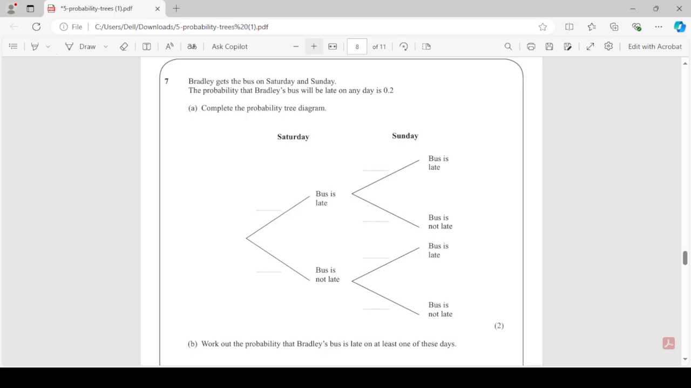Question number 7. Bradley gets the bus on Saturday and Sunday. The probability that Bradley's bus will be late on any day is 0.2. 1 take away 0.2 is 0.8.